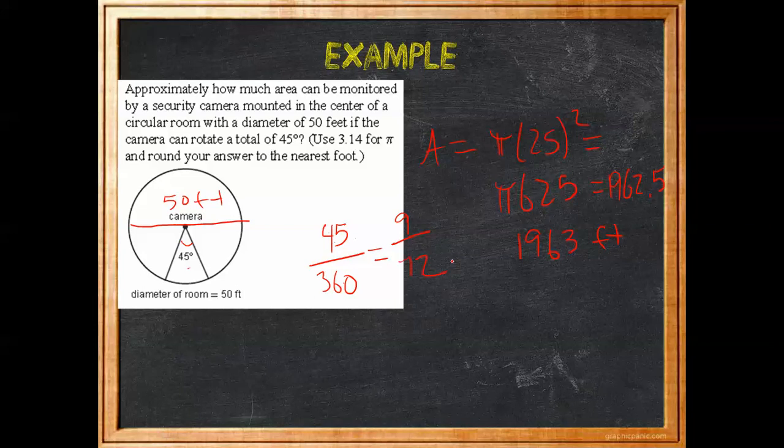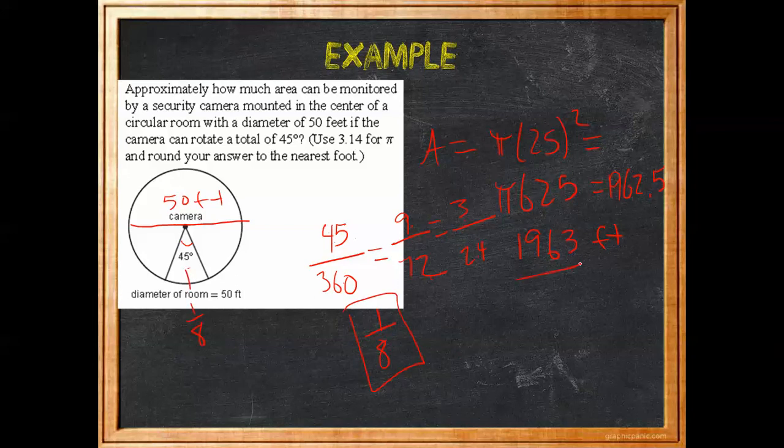And then you want to see if anything else works. They can both now be divided by 3. 9 divided by 3 is 3, and then 72 divided by 3 is 24. Okay, we can keep going. 3 over 24, they can both be divided by 3, so we know this is 1/8. So we know that this arc takes up 1/8.